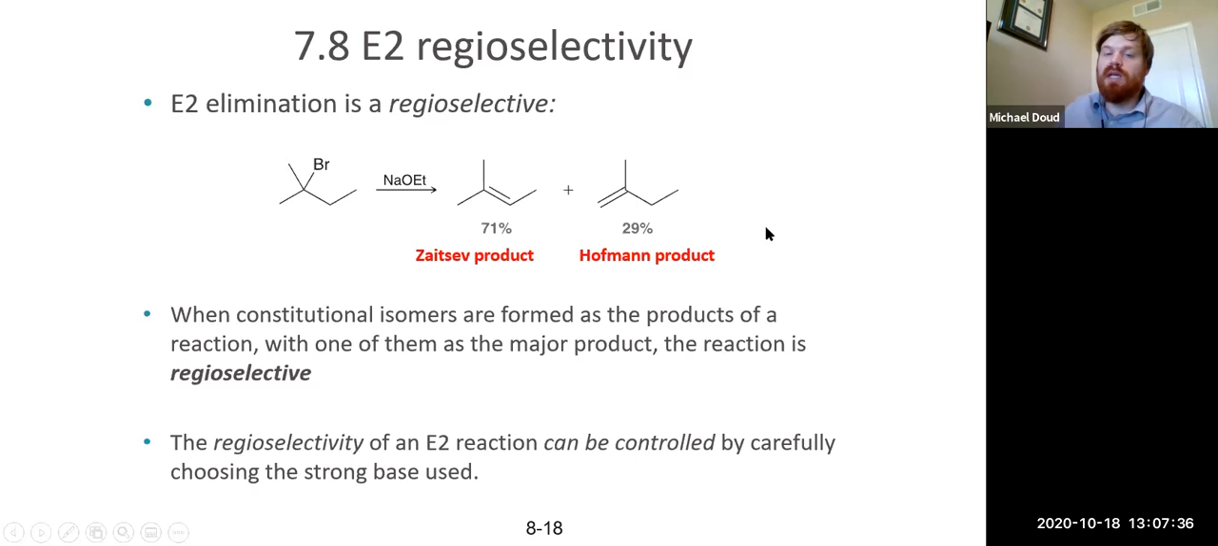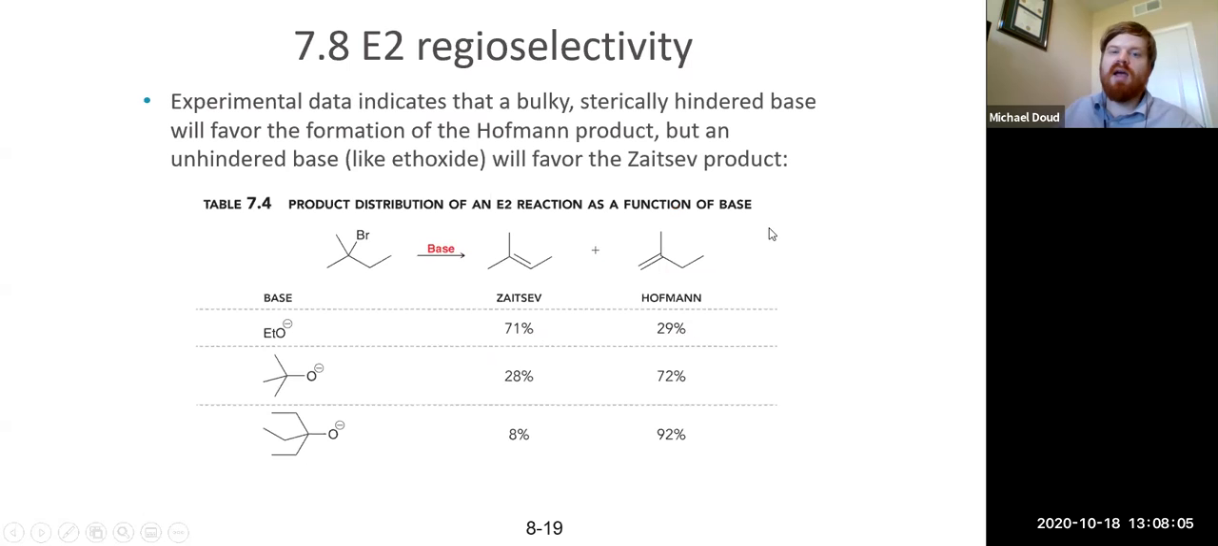Now the thing is, we can actually control this regioselectivity by changing the base. Sometimes we're doing a reaction, and this is something we're going to focus on for the rest of the semester, where we want the Hofmann product. We don't want the Zaitsev product. If we were to use sodium ethoxide as our strong base, we get a lot of the Zaitsev product that's worthless to us. We want the Hofmann product. So we can control that by using what's called a bulky base. A bulky, sterically hindered base is going to favor forming the Hofmann product instead.